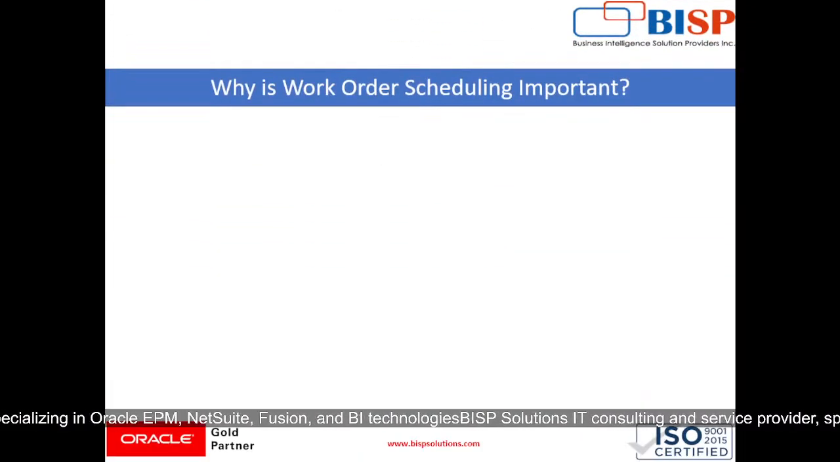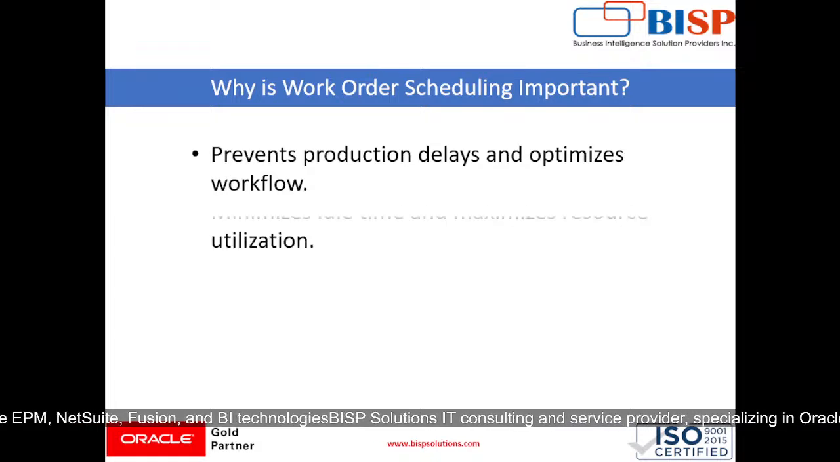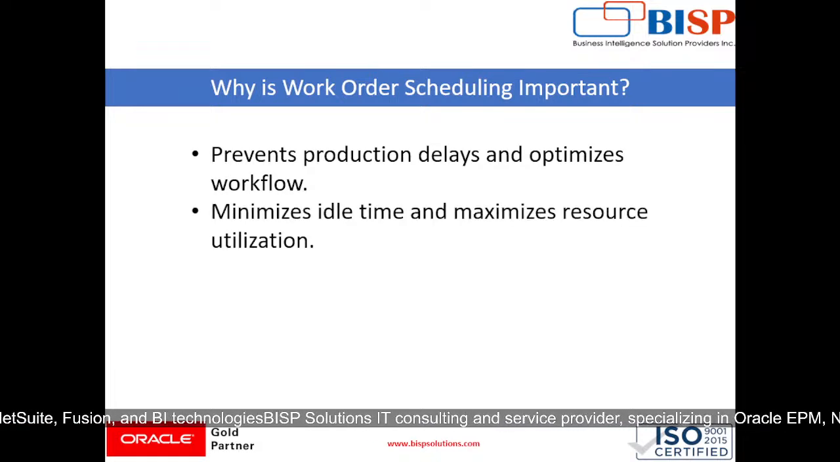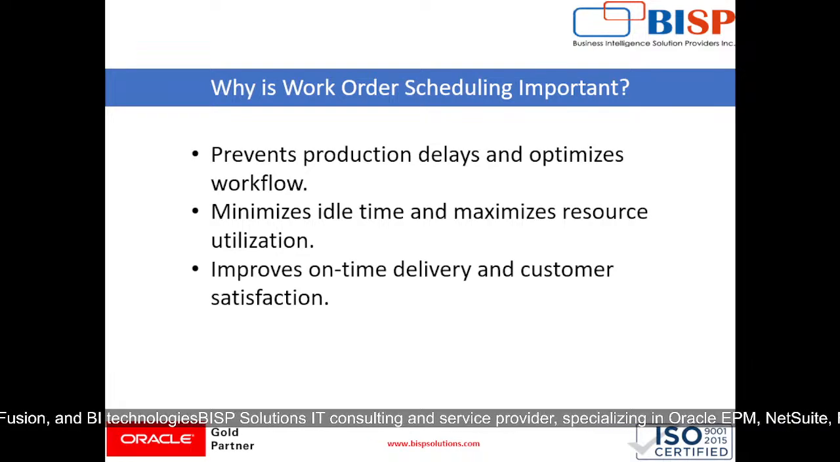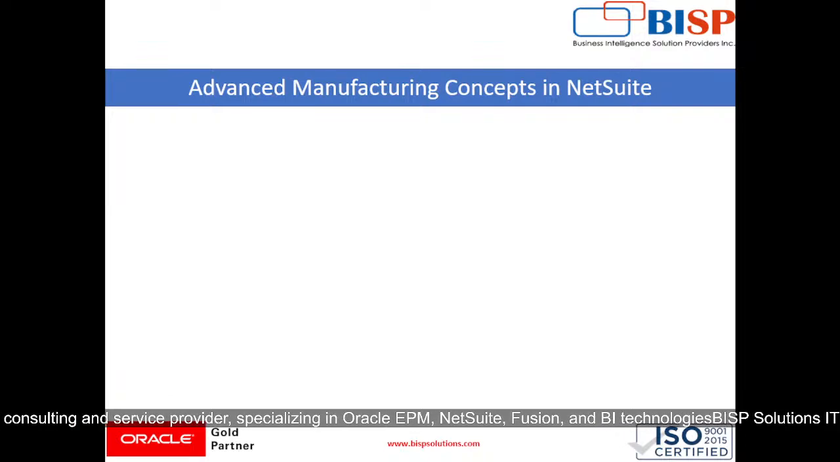So why is work order scheduling important? It prevents production delays and optimizes workflow, it minimizes idle time and maximizes resource utilization, and it improves on-time delivery and customer satisfaction also, and it allows for better forecasting and capacity planning also.